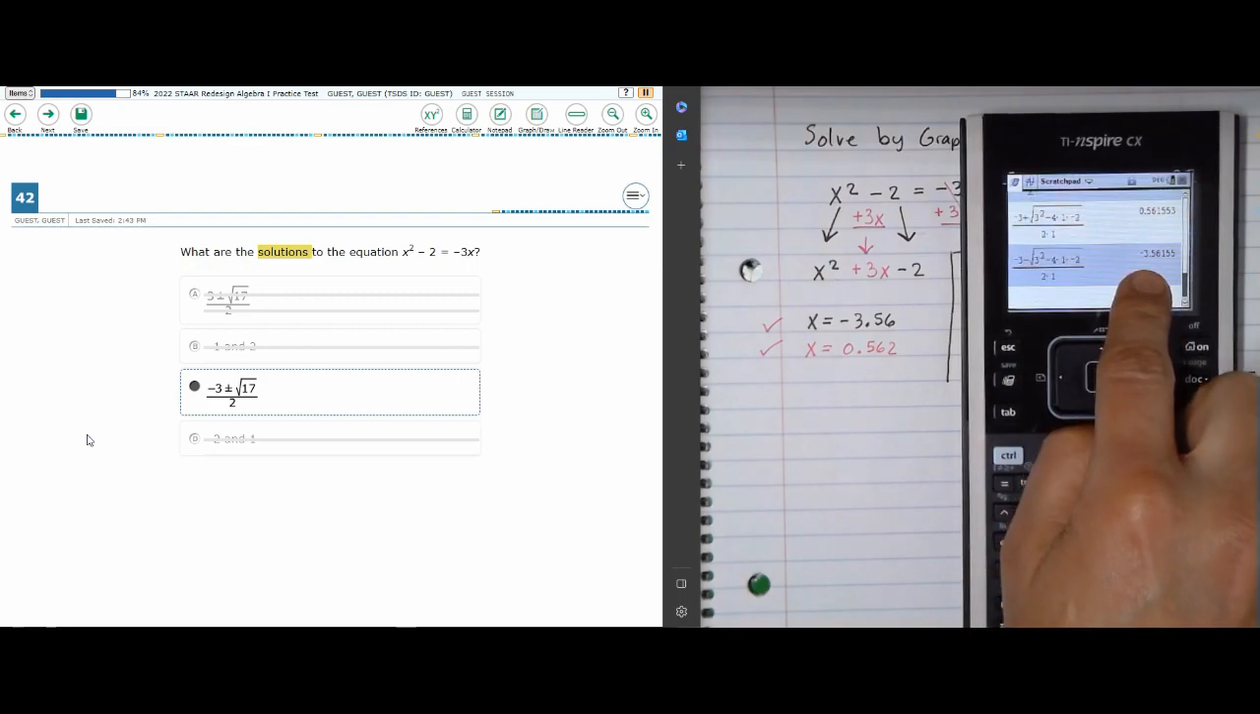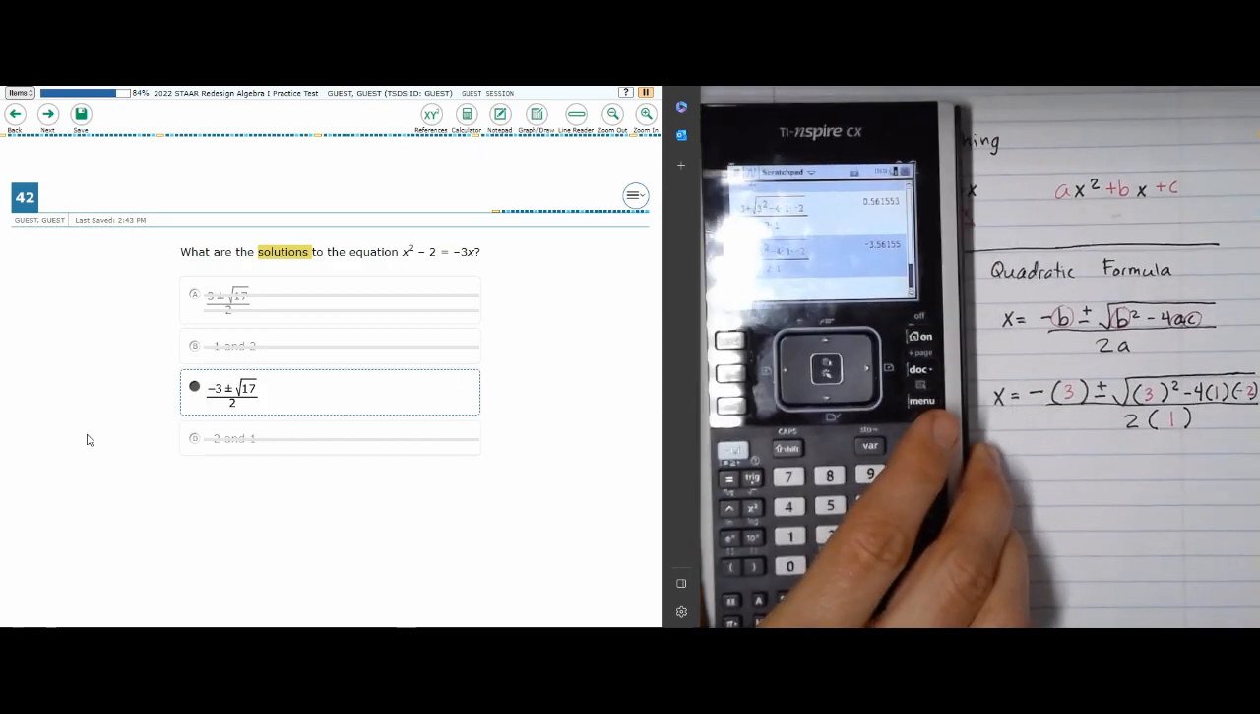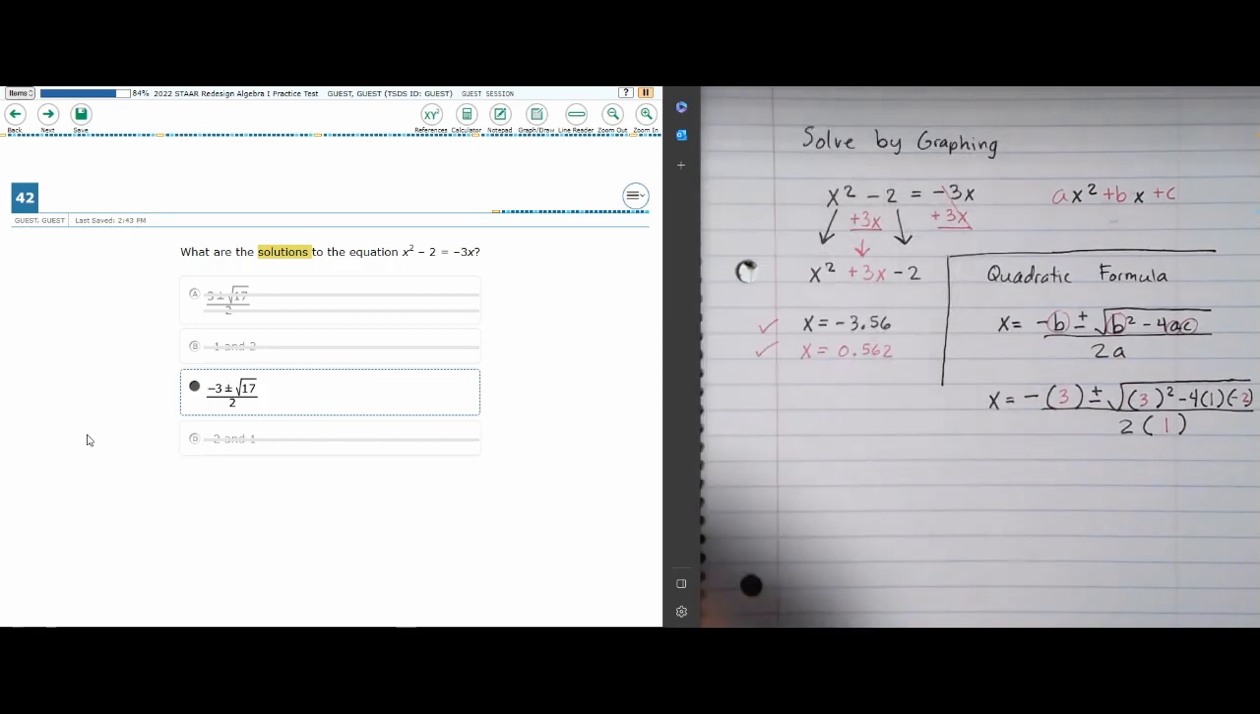And it gives me the negative 3.56, which is what we have here. So you can see you could have used this to do it. Now if you want to get an exact number to where you can actually see this radical right here, you would have to do it by hand.